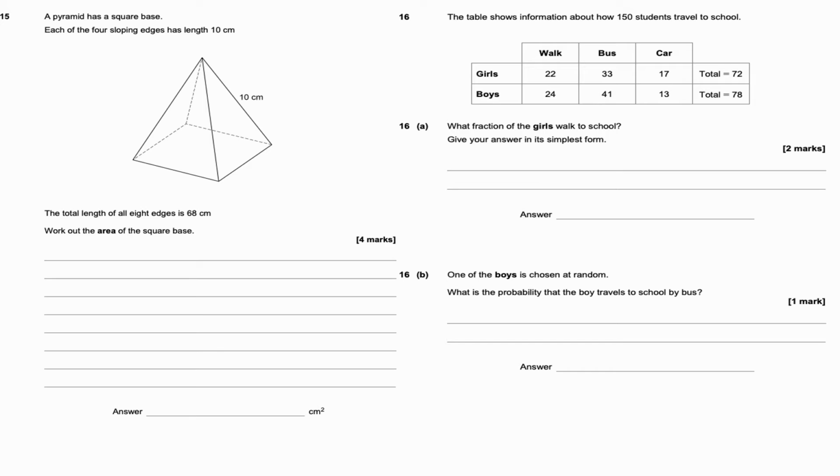This is question number 15. A pyramid has a square base. Each of the 4 sloping edges has a length of 10 centimeters. The total length of all 8 edges is 68 centimeters. Work out the area of the square base.